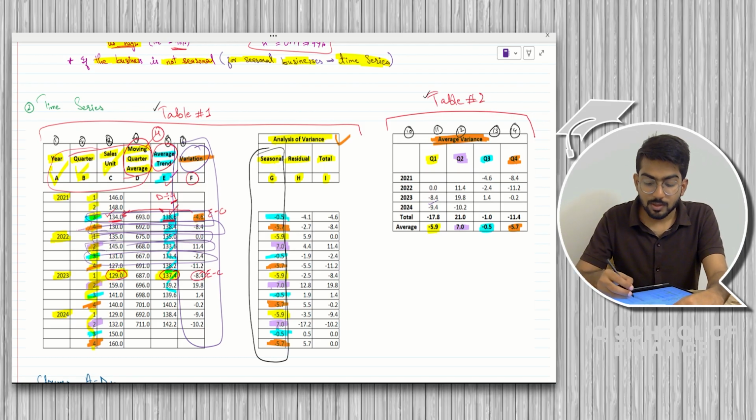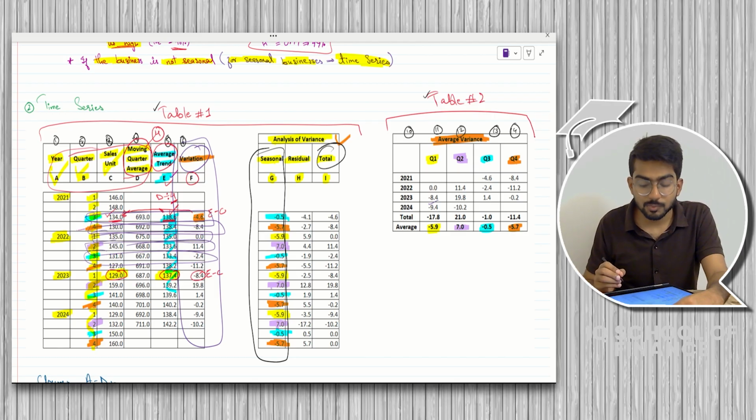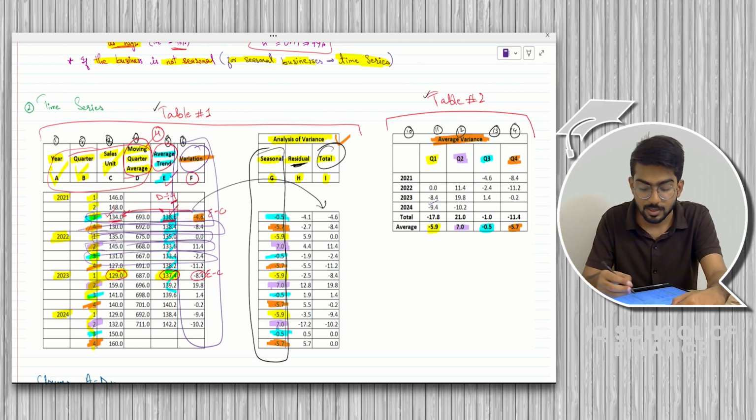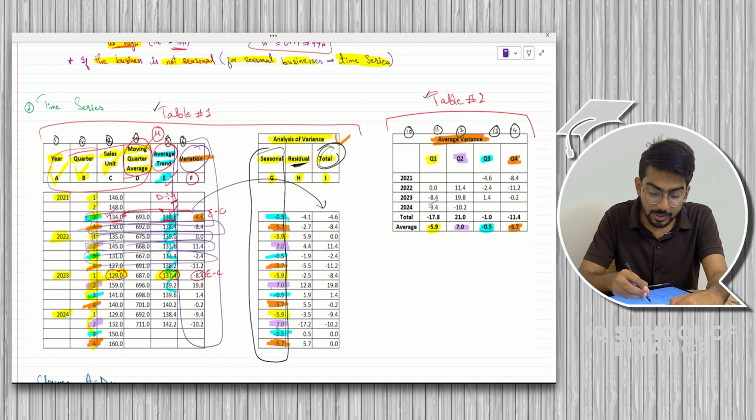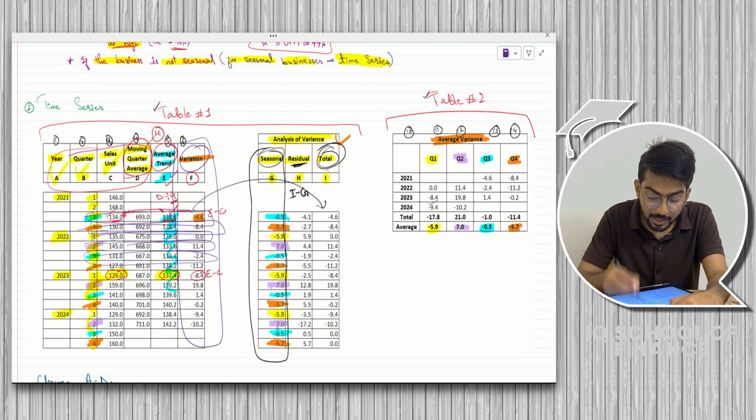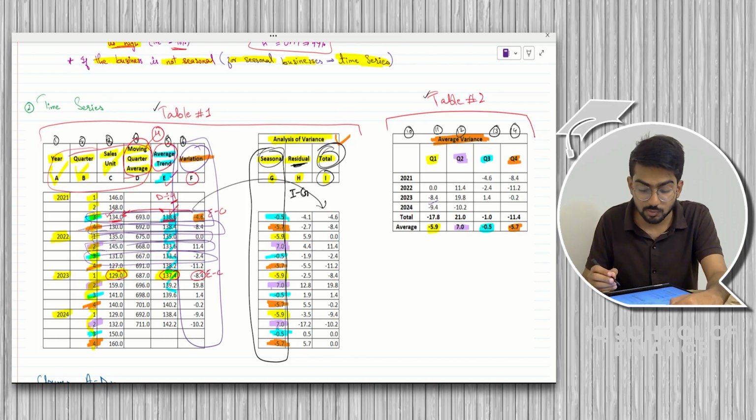So this is what the total column shows. This total column is basically the variance, the total variance for that quarter. And this column, the residual, as the name says, is basically the difference between the total and the seasonal. Like if you would subtract G from I, you would get the residual.